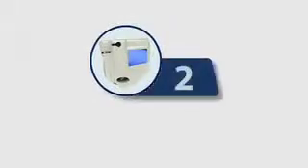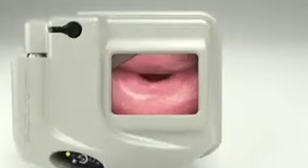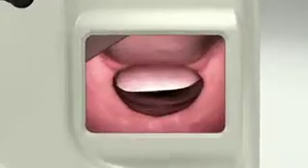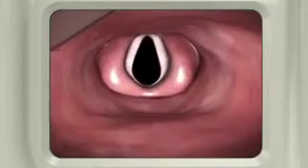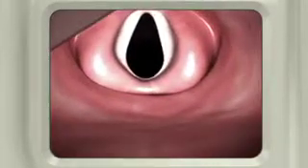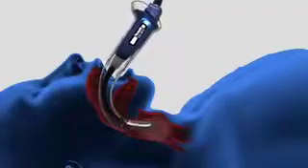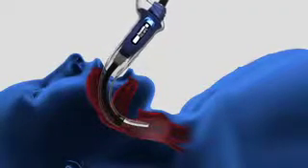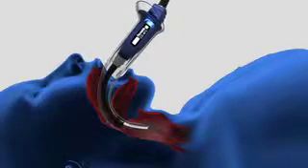Step 2 is performed while viewing the video monitor the entire time. With the Glidescope inserted, look to the monitor to identify the epiglottis. Then manipulate the scope to obtain the best glottic view. The glottic view is optimized by a combination of advancing or withdrawing the laryngoscope slightly, while increasing the tilt to seat the device in the vallecula or on the posterior surface of the epiglottis to obtain the best glottic view.